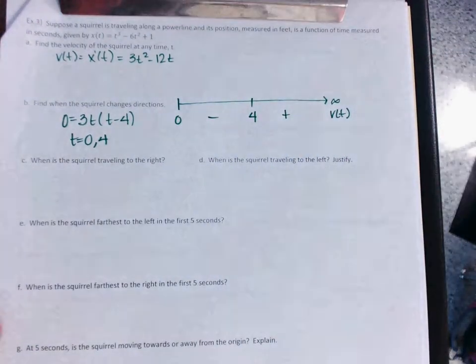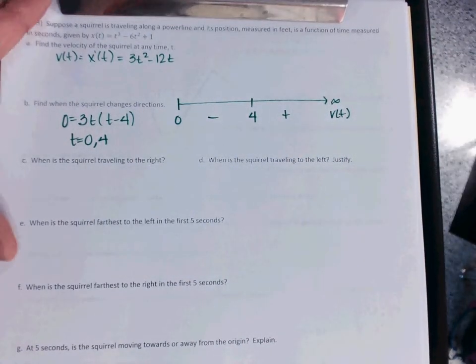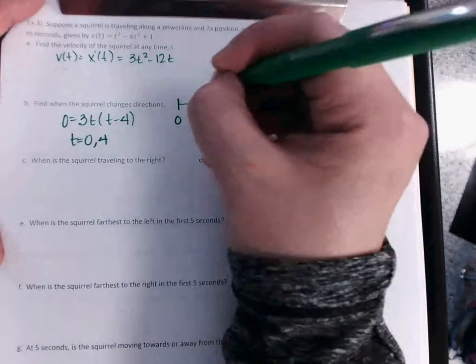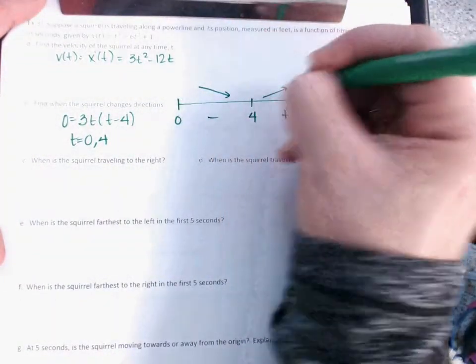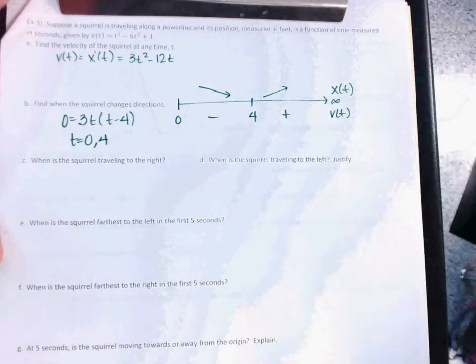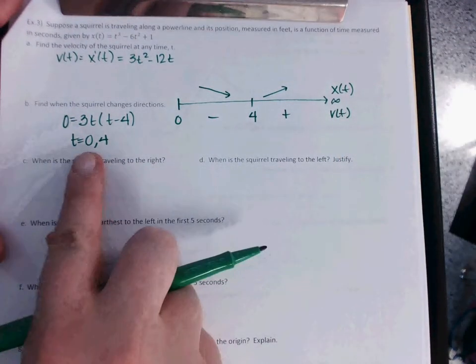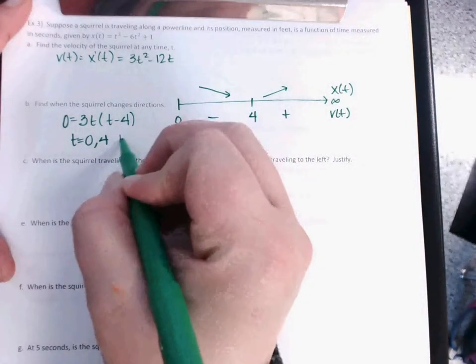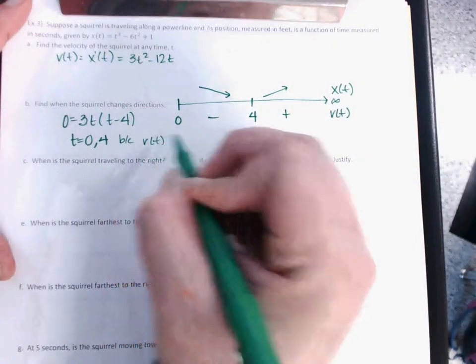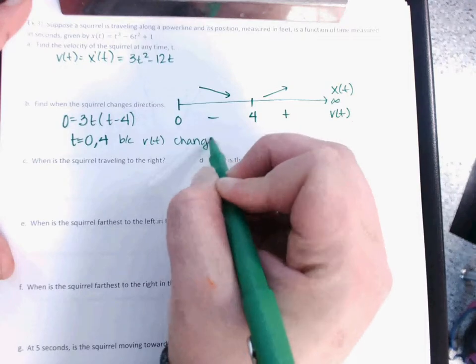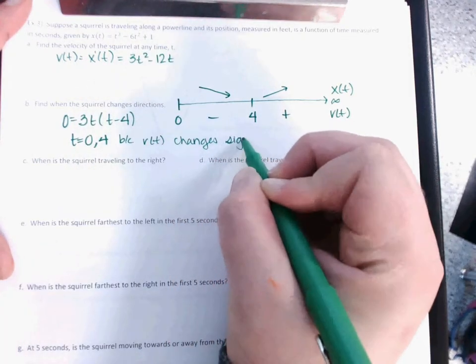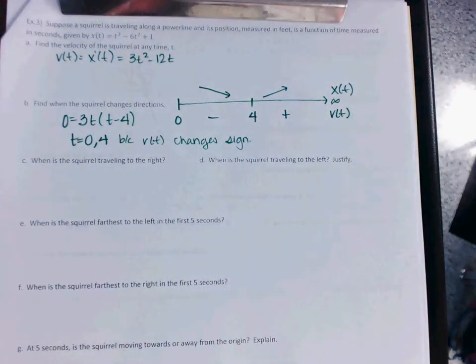And then remember that velocity tells me stuff about which way he's going. His position was decreasing, then increasing. So when did our squirrel change direction? At 0 and 4. Because velocity changed sign. Now, did they ask whether it was a min or a max? Then we don't have to specify.